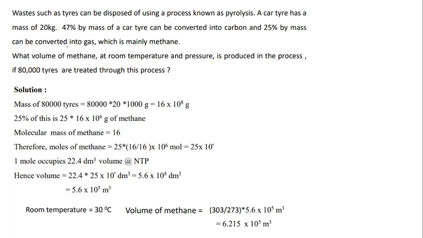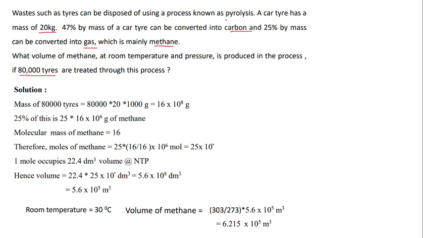So the next problem is, waste such as tires can be disposed of using a process known as pyrolysis. A car tire has a mass of 20 kg. 47% by mass of a car tire can be converted into carbon, and 25% by mass can be converted into gas. So 47% is converted to carbon, and 25% is converted into gas, which is nothing but methane. What volume of methane at room temperature and pressure is produced in the process if 80,000 tires are treated through the pyrolysis process? Question is very simple and direct.